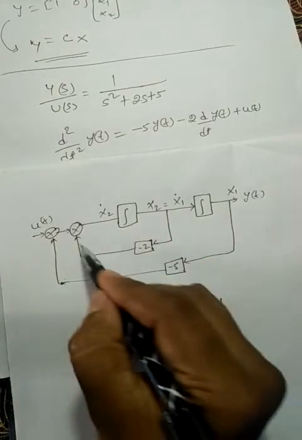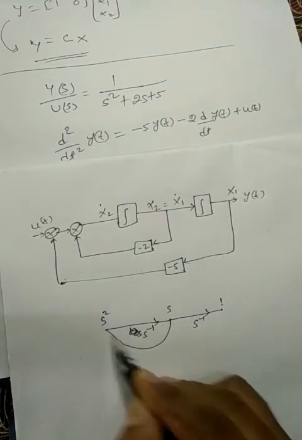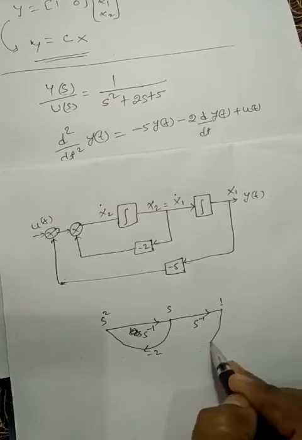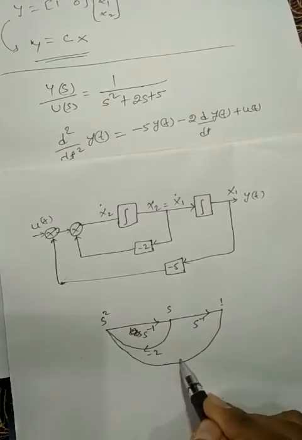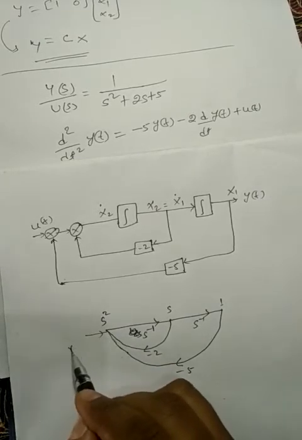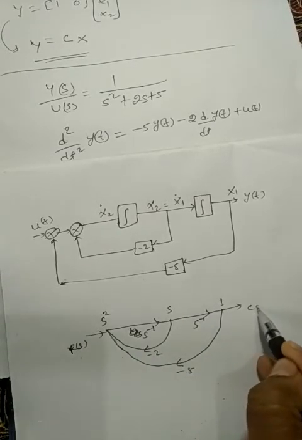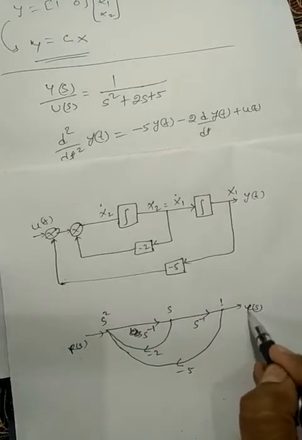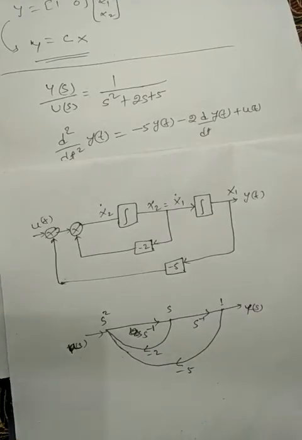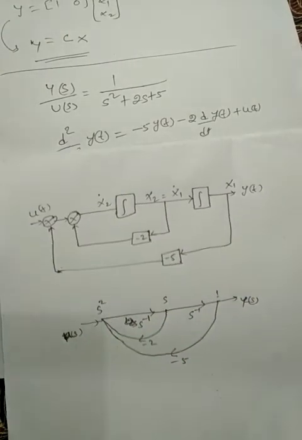From this point we have -2 transmittance, -2, and from this point we have -5 transmittance. So here -5. This one is R(s) and this one is C(s) or Y(s). This one is U(s). So this is the signal flow graph of this block diagram, right?